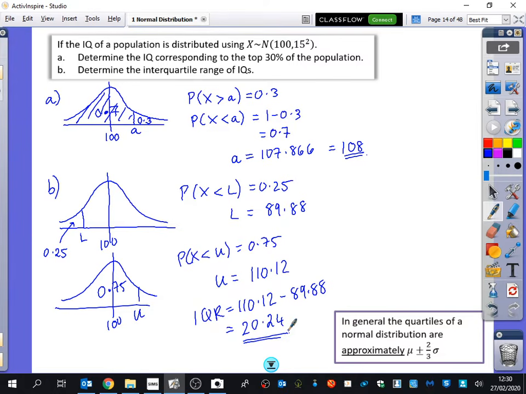And there's a little note down here that isn't one of those facts that you need to memorize, but in general, the quartiles of a normal distribution are approximately mu plus 2/3 of the standard deviation and mu minus 2/3. And you can see that from here. 2/3 of the standard deviation is 10, so you can see it's at 90 and 110. So it's just a pattern that you notice with the normal distribution of how that looks.